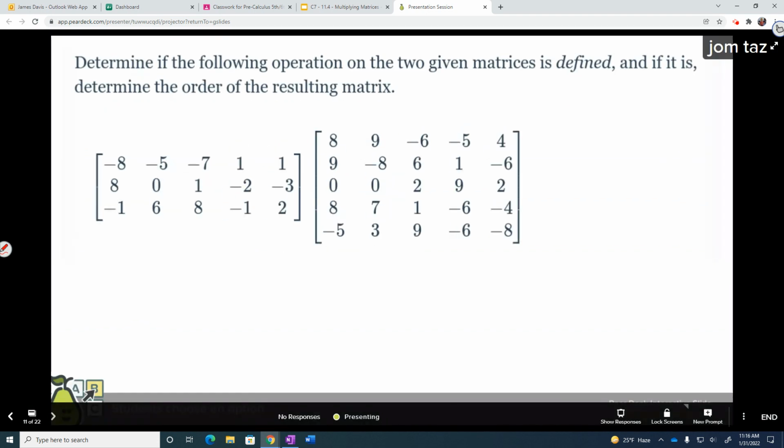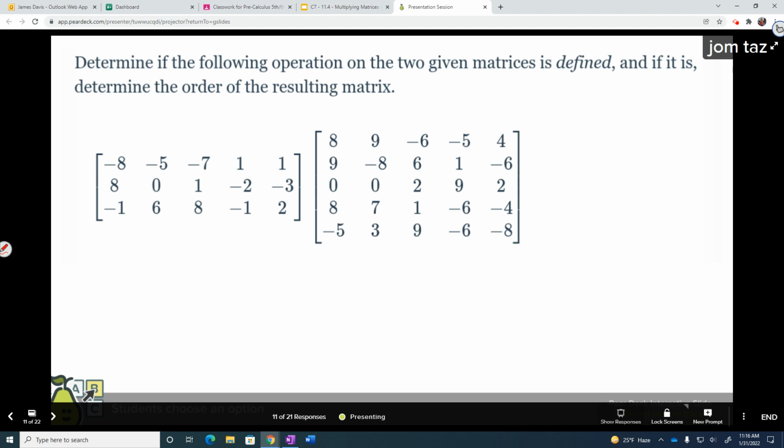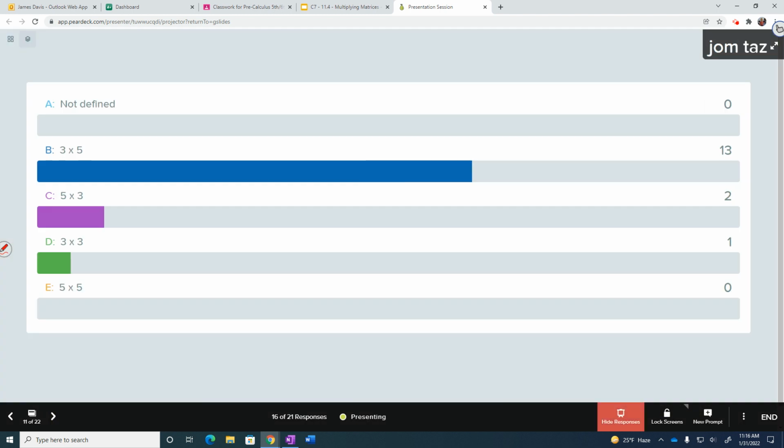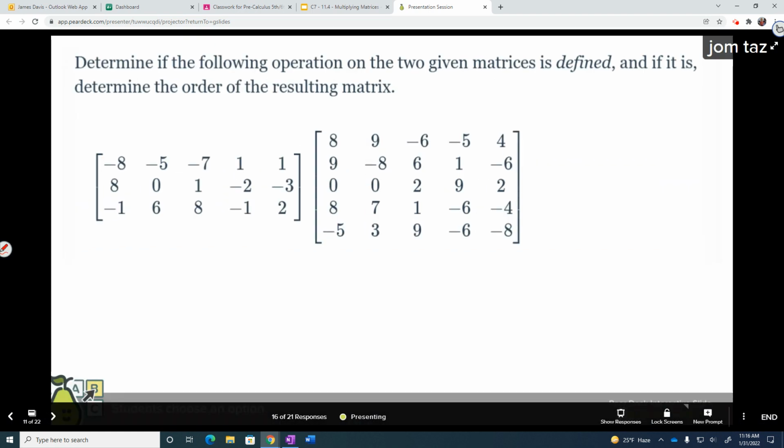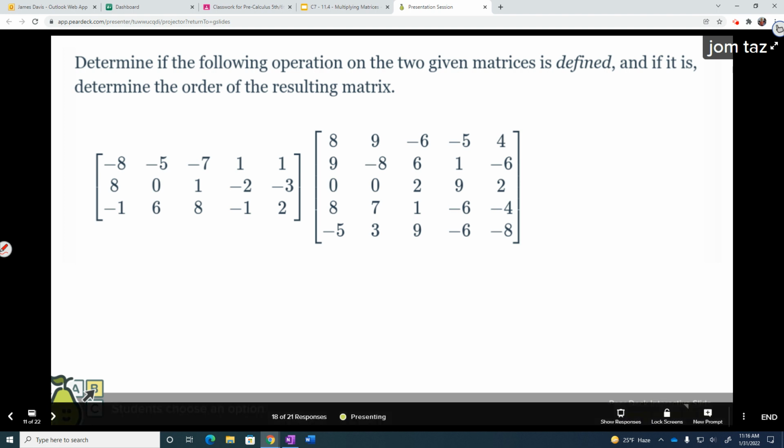I guess I got one more, sorry. Last one. So we got a 3 by 5 and a 5 by 5. So the middles would both be 5 and the outer would be 3 by 5. Okay, enough of that.